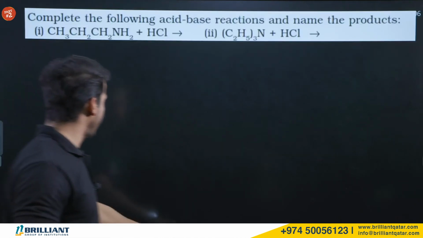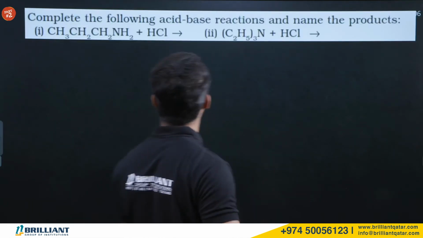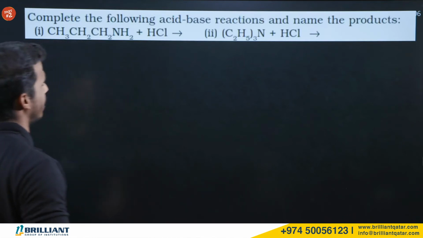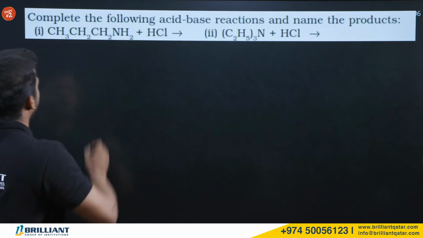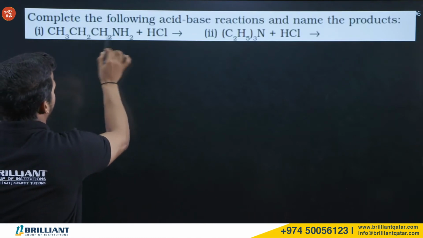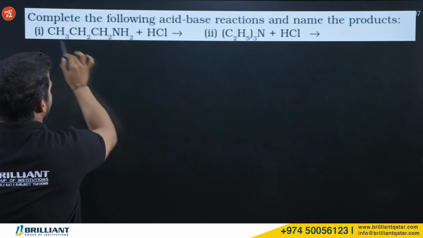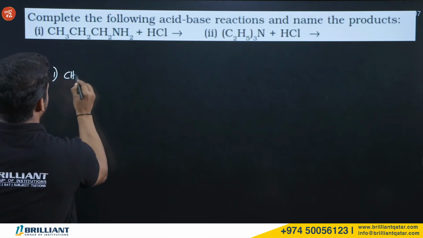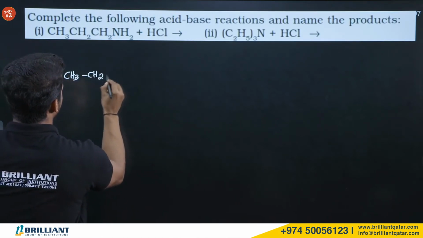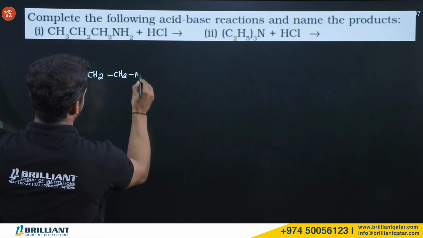Now, complete the following reaction, acid-base reaction, and name the product. Dear student, here we have propanamine and HCl. You know, amines are basic in nature. HCl is an acid. Very simple reaction. So CH3CH2CH2NH2, this is the amine we have.